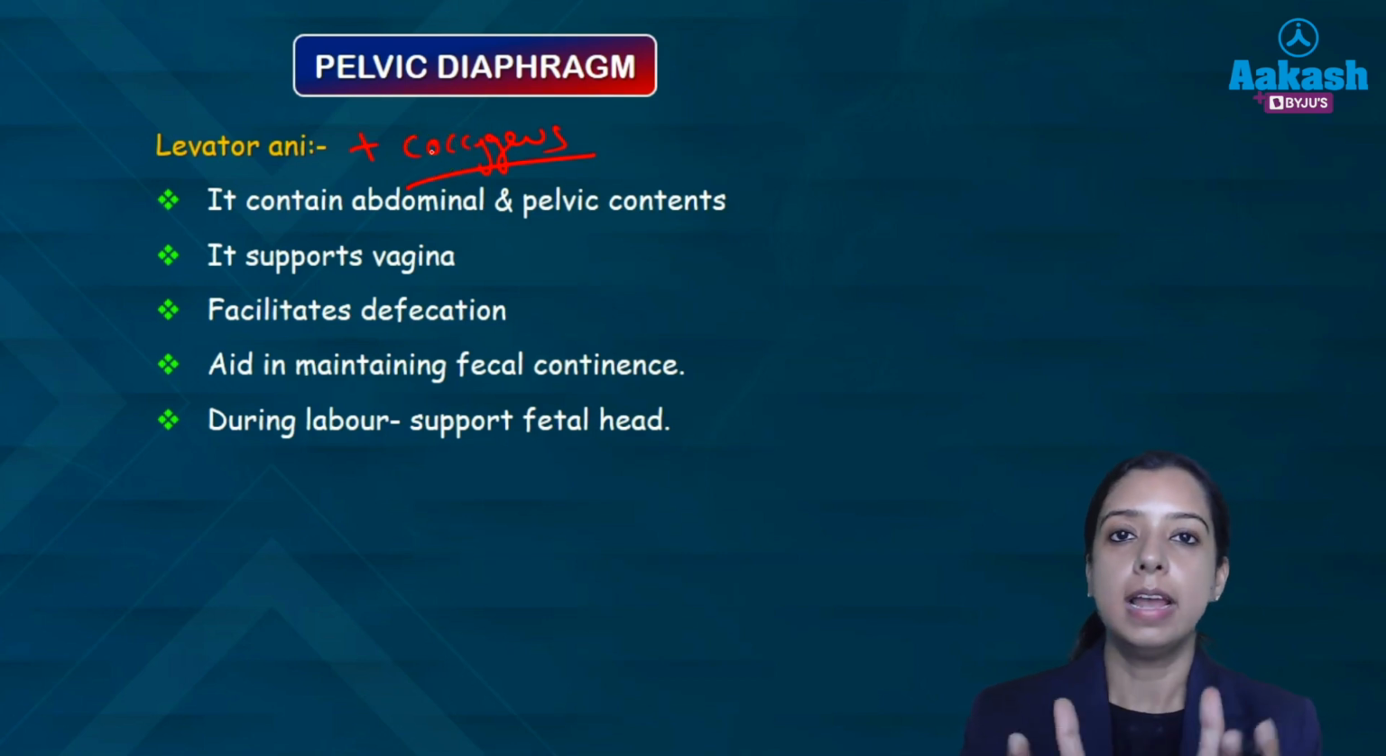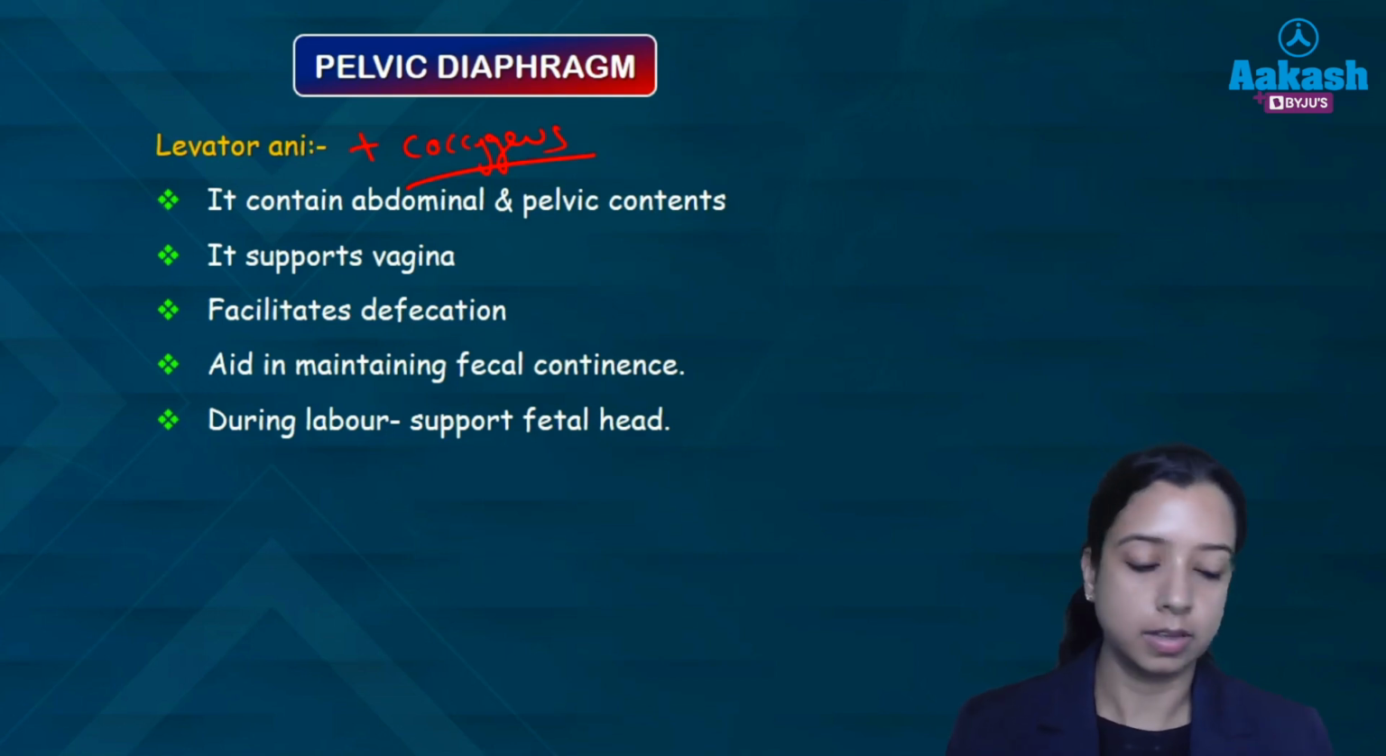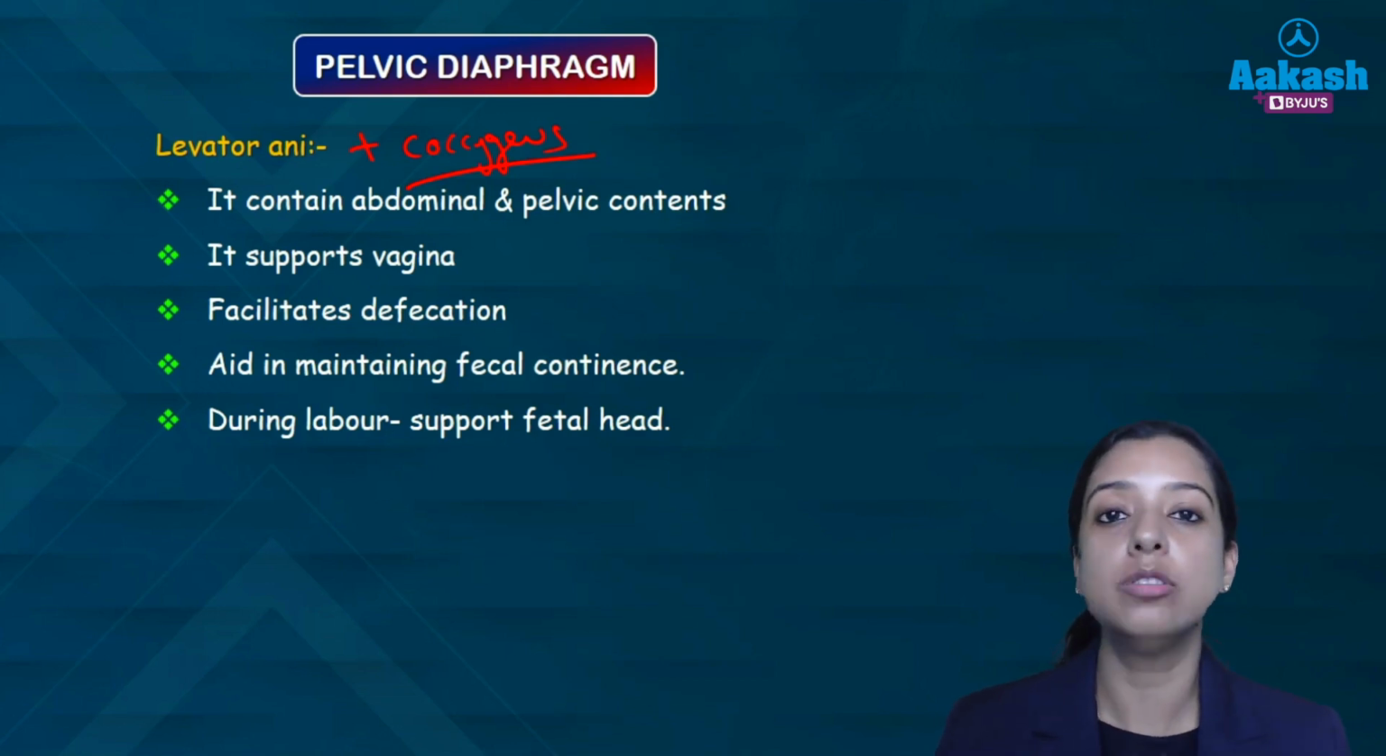What role does it play? It plays a very important role in containing all your abdominal and pelvic organs within the cavity. It prevents prolapse, it helps in defecation, urination, and it also helps in labor. So, that's what the role is. How the question has been asked in NEET is how the levator ani is formed.